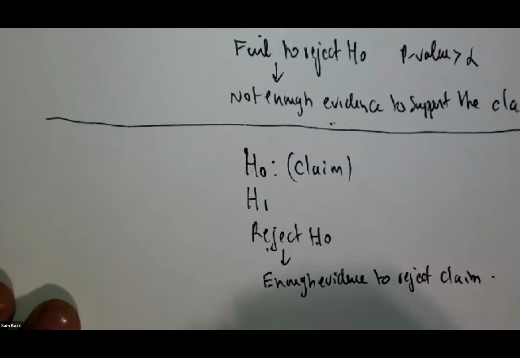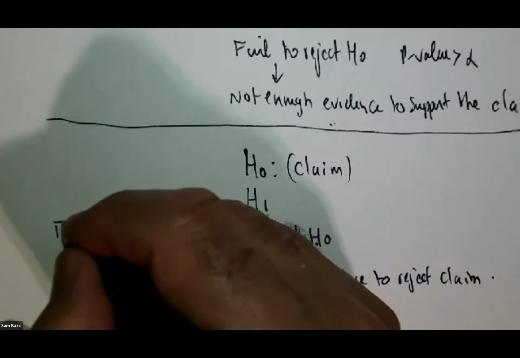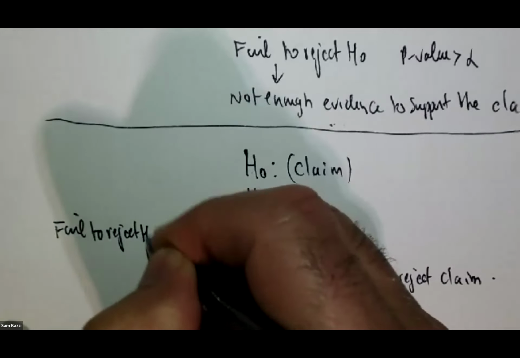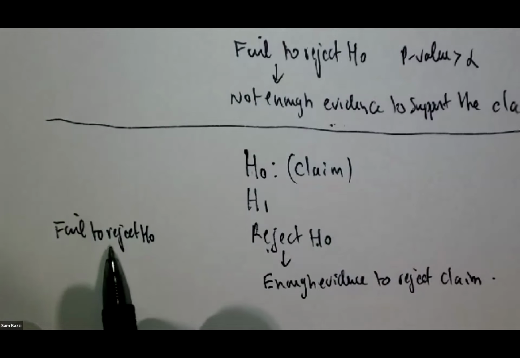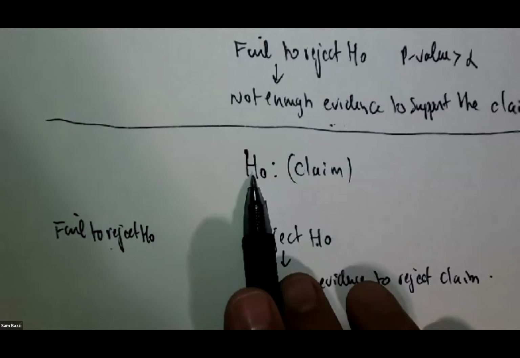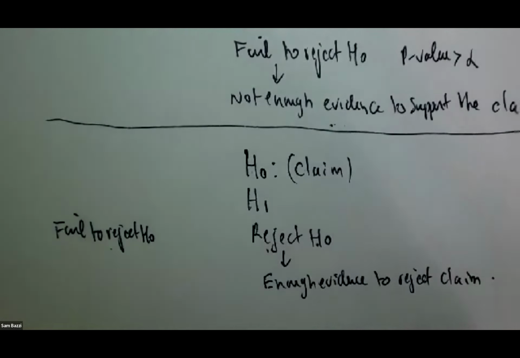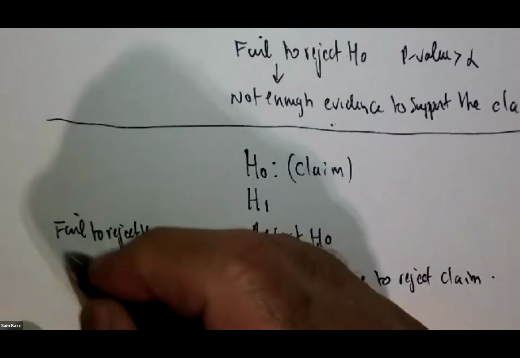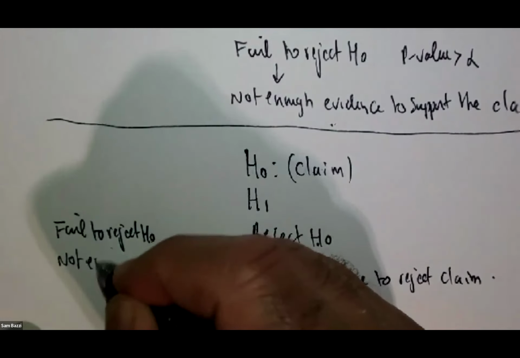Now, what about if you fail to reject H0? What do you say? You fail to reject H0 and the claim happened to be H0. That means you fail to reject the claim. Just change the name H0 to claim. Just put the word claim there. So not enough evidence to reject the claim.